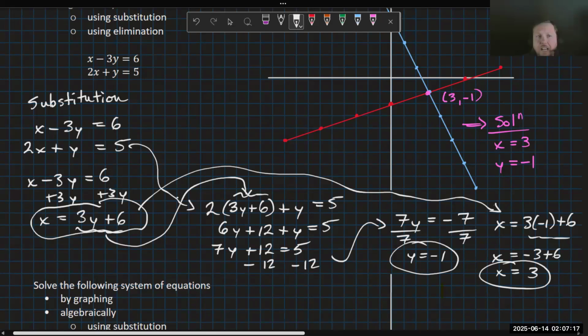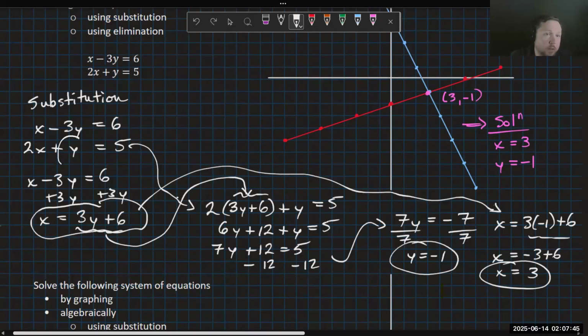Okay, and again, there's many ways that you could complete this using substitution. My strategy is typically to look for a variable that I don't have to do any extra work with. So I just had to move that 3y over to the other side, and I already had it solved for x at that point.